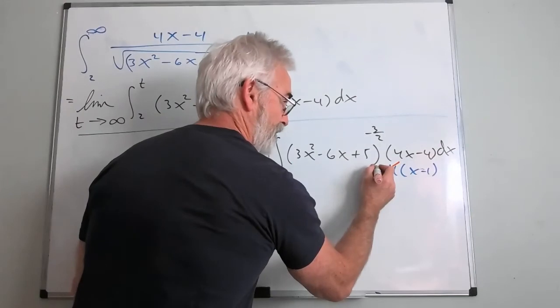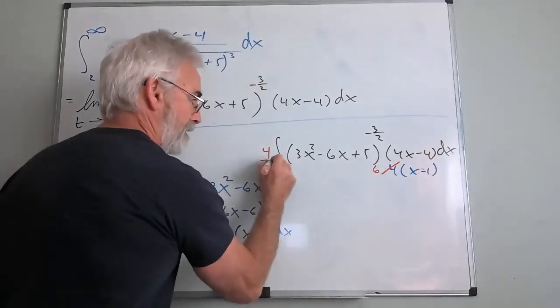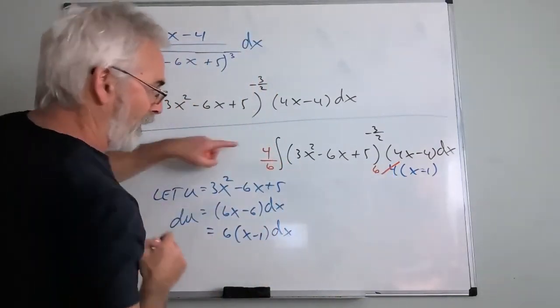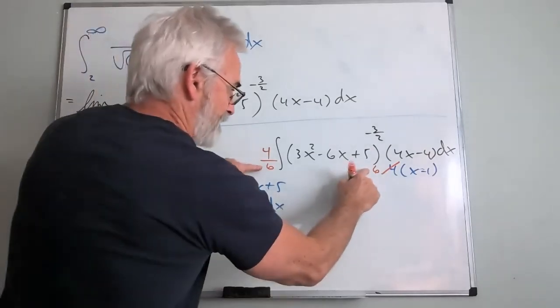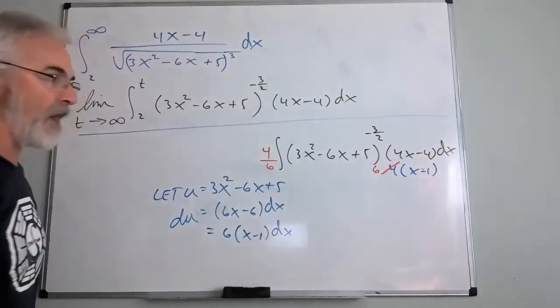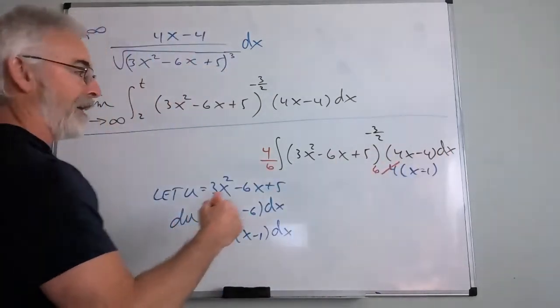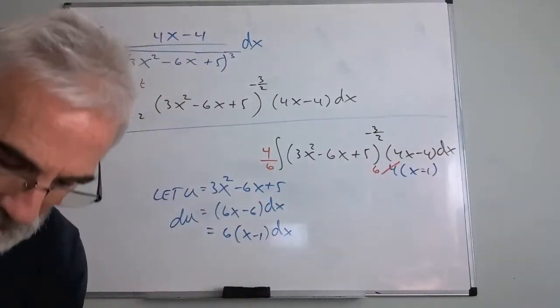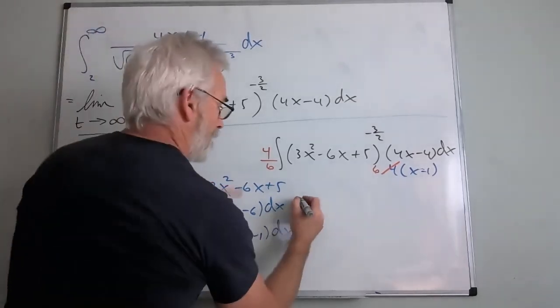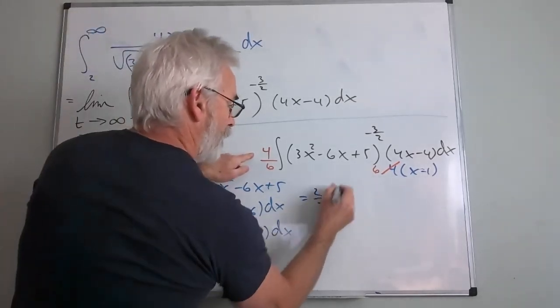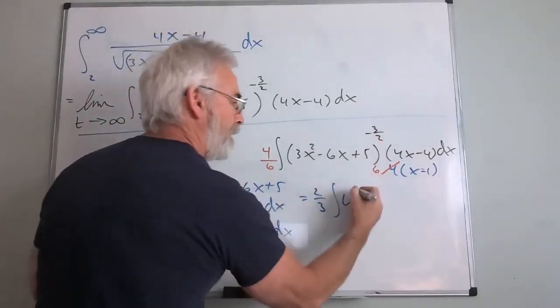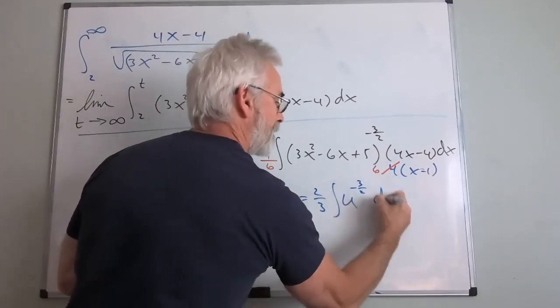So I'm going to introduce a 6 over 6. Quick check: 4 over 6 times 6 is in fact 4. So I have not changed the meaning. But now I can integrate this smoothly. It is now of the form 4/6, or 2/3 if you will, u to the -3/2 du.